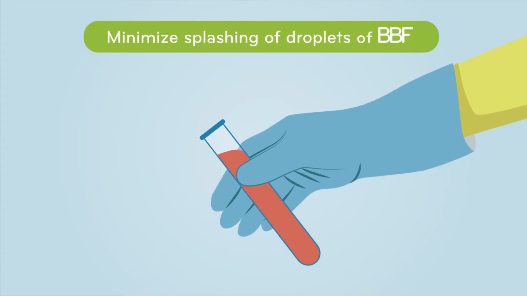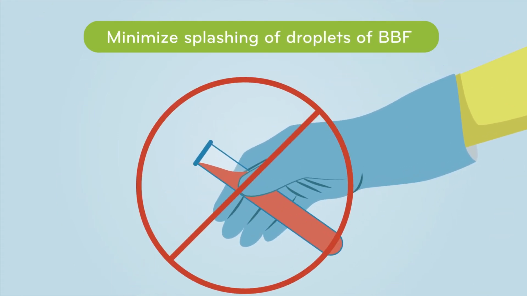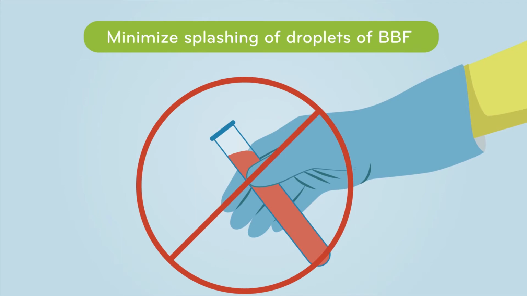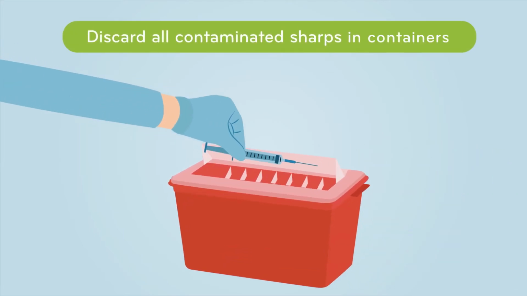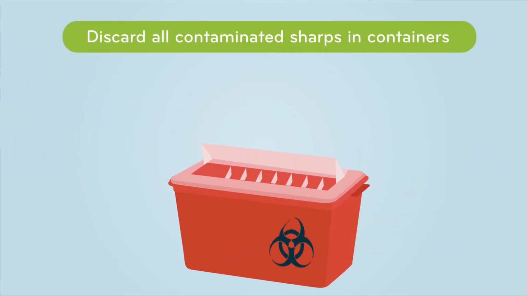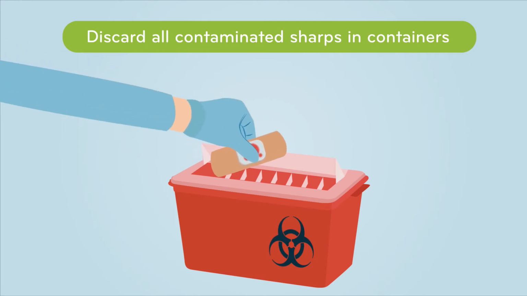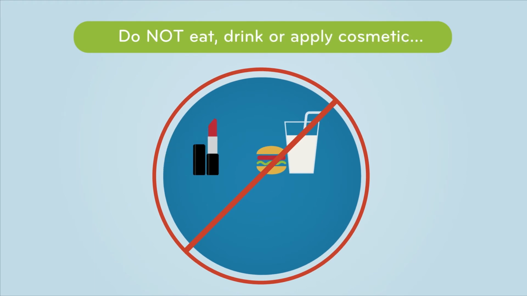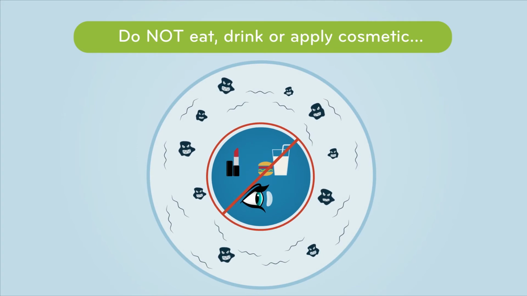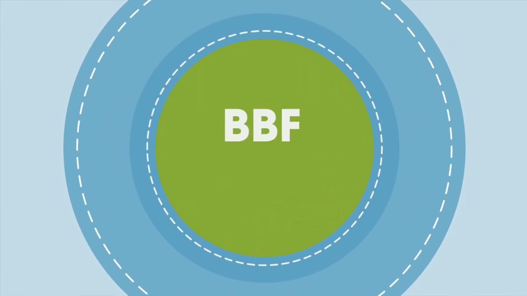Minimize splashing, spraying, splattering, and generation of droplets of blood or potential infectious material when performing procedures. Place all specimens of blood or other potentially infectious material in a properly labeled container. Discard all contaminated sharps immediately in containers that are closable, puncture-resistant, leak-proof, and appropriately labeled. Do not eat, drink, or apply cosmetics, lip balm, or handle contact lenses in areas where there is a likelihood of BBP exposure.